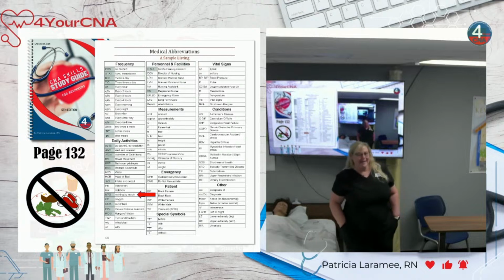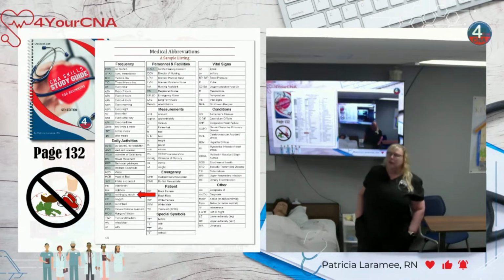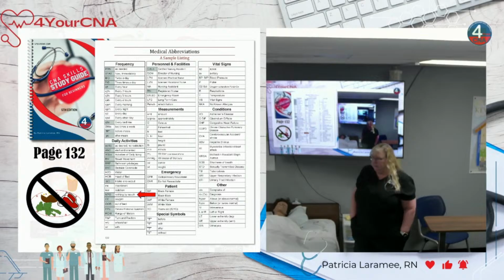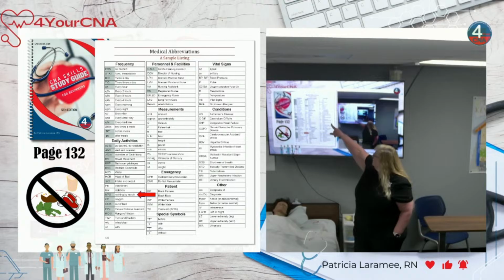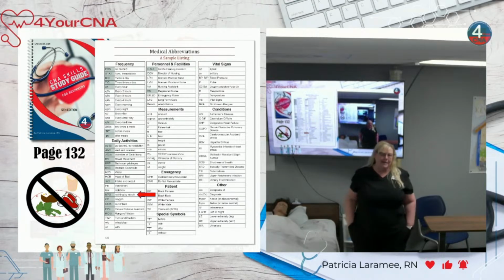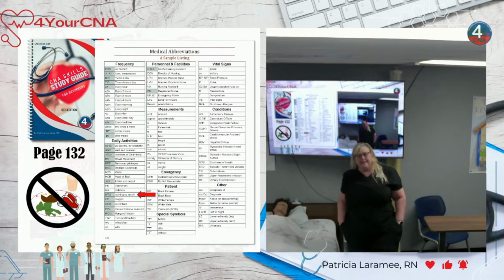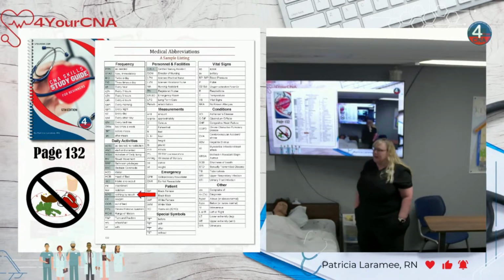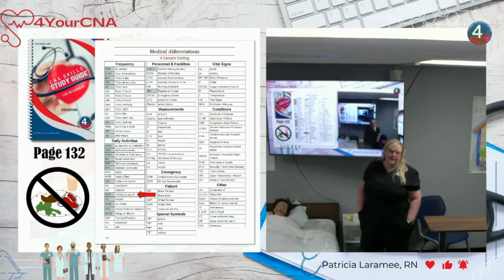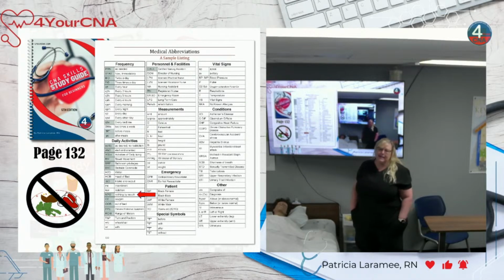How does NPO mean nothing by mouth? It's abbreviated Latin. Most of these are abbreviated Latin. Don't try to make sense out of them in English. They're not going to make any sense to you. If you go up to the top of the first column, you'll see PRN, as needed. Again, that's abbreviated Latin. Doesn't make any sense in English. Stat means immediately. Again, abbreviated Latin. Doesn't make sense in English. BID is twice a day and TID is 3 times a day.